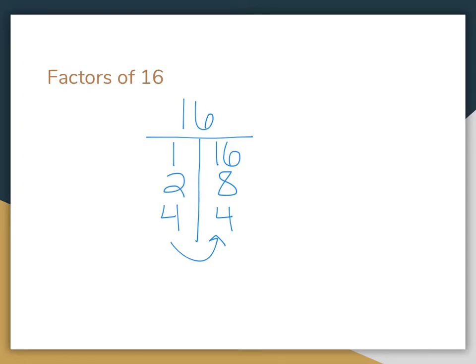So in order, the factors of 16 are 1, 2, 4, 8, and 16. Notice I only listed the 4 once.